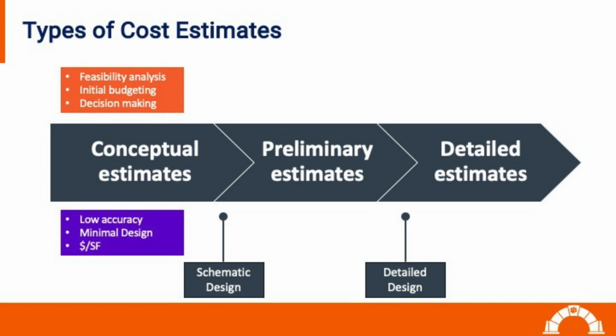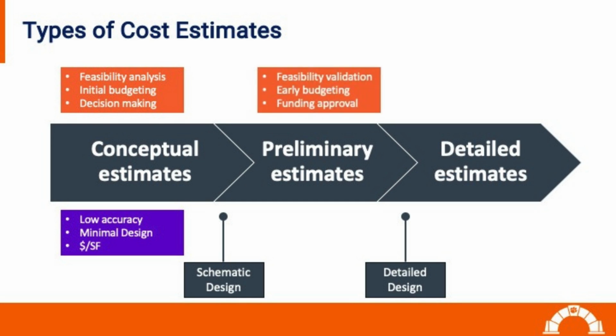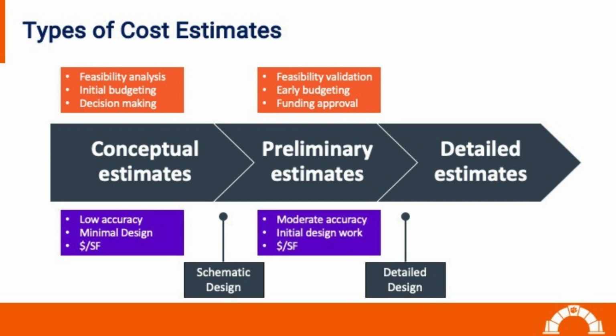Preliminary cost estimates are more detailed than conceptual estimates and are developed during the early planning phases, typically after some initial design work has been completed, but before detailed engineering and construction plans are available. They serve as refined versions of conceptual estimates, used to validate project feasibility, prepare an early budget, and secure funding. While preliminary estimates provide a more accurate view of project costs compared to conceptual estimates, they are still approximate and may change as additional information is gathered.